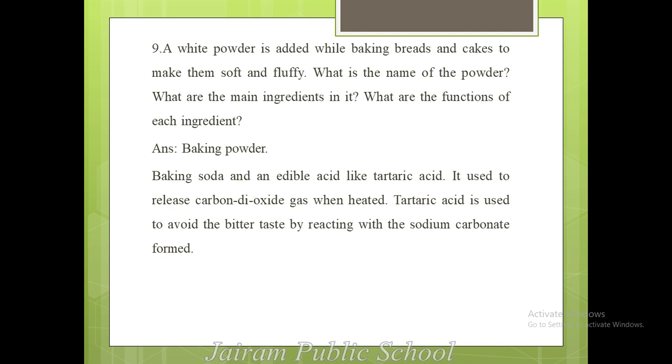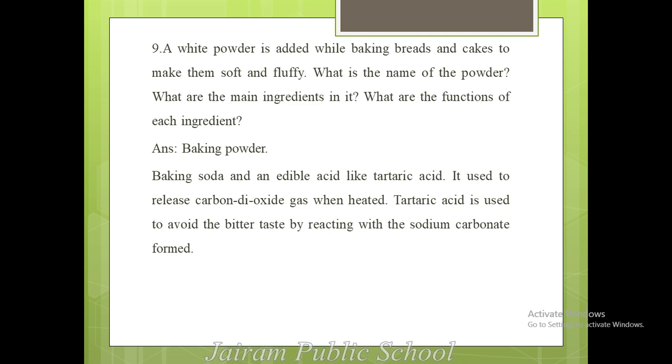Next question, a white powder is added while baking breads and cakes to make them soft and fluffy. What is the name of the powder? What are the main ingredients in it? What are the functions of each ingredient? So you are already familiar with this, that in our kitchen also we will be using, in order to prepare soft idlis or soft dosas, baking powder or baking soda. Especially in bakeries they will be adding baking powder plus baking soda in order to bake the breads and cakes fluffy and soft. Plus they will be adding some yeast.